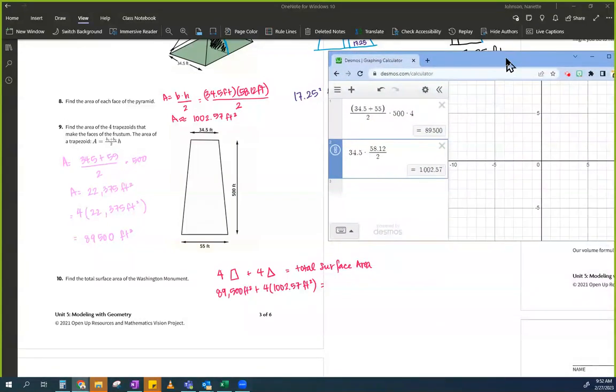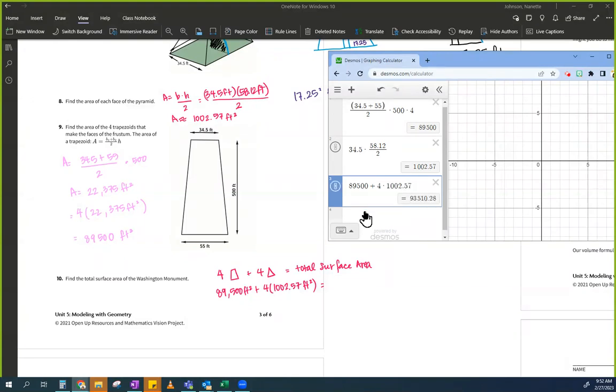Okay, sorry. So then I'm going to add these all together. My answer is going to be in feet squared, which is a unit, and units are very good indicators whether you did something right. So 89,500 plus 4 times 1002.57 gives me 93,510.28. So I've got to write that down. 93,510.28 feet squared, or square feet, whatever you want to call it.